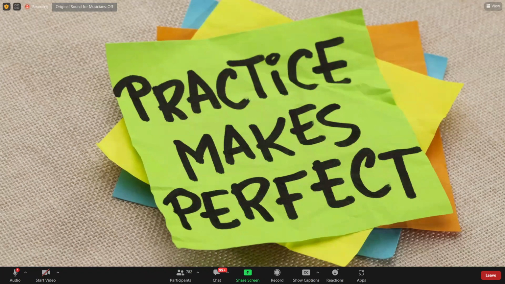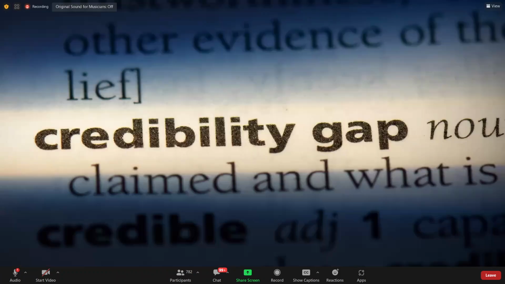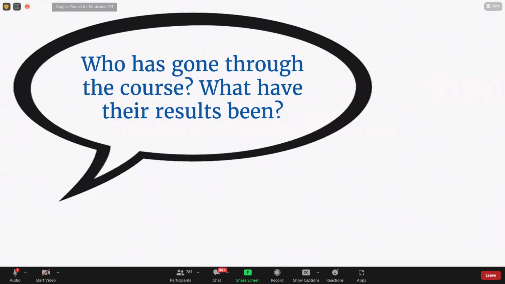But there are 2 more reasons why it is hard. One, there is a massive credibility gap that you have to overcome. And that has nothing to do with your credentials or your experience or how well known you are or aren't in your field. It has to do with a very simple thing. When you say, I've got a course, do you want to sign up for it? There are 2 instinctive questions that will come up. The first is, well, who has gone through this course before? And what have the results been? And no matter how good you are at what you do, no matter how capable, no matter how many people you've helped in the past, there are only 2 possible answers to this question.